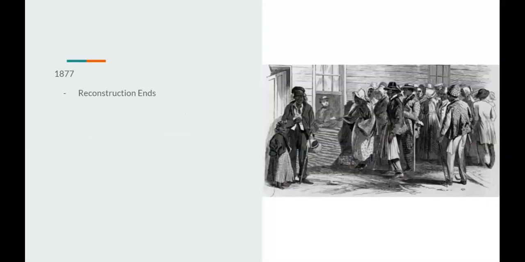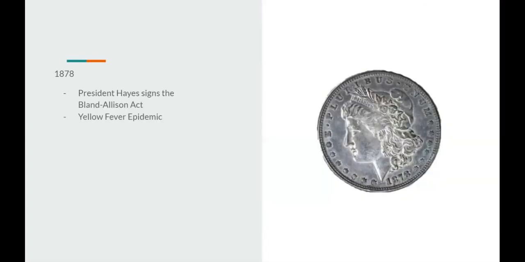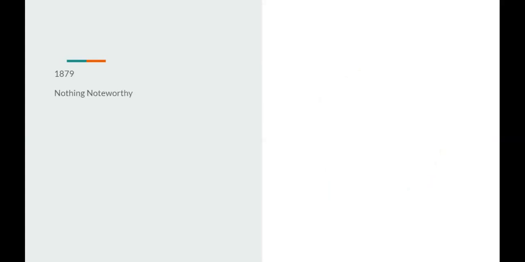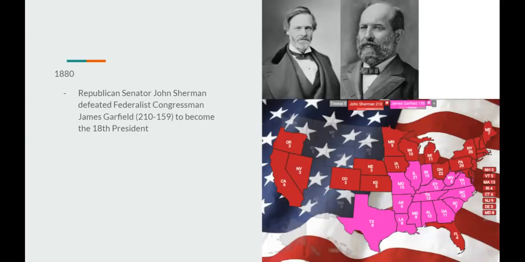Going on to 1877, Reconstruction would officially end. Hallelujah. Going on to 1878, President Hayes would sign the Bland-Allison Act, and we would also have a yellow fever epidemic. 1879, nothing noteworthy. As we go on to 1880, John Sherman would get the Republican nomination, as he would flip the presidency back to the Republican Party, as he would face off Federalist Congressman James Garfield, and he would beat him 210 to 159 to become the 18th president.